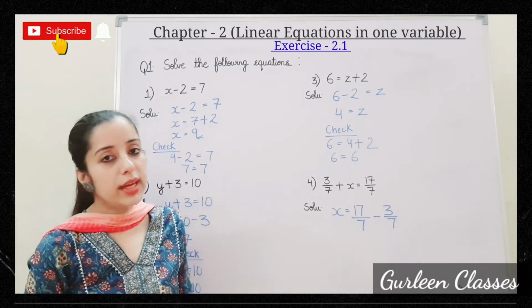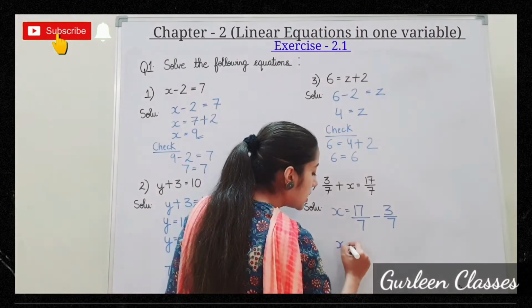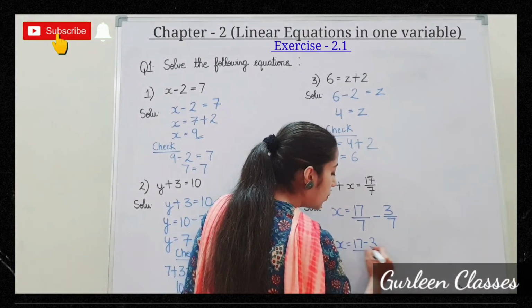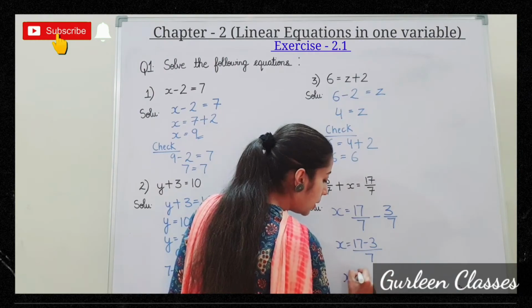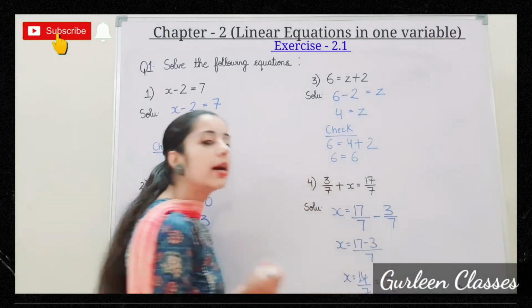17 minus 3. So right here x is equal to 17 minus 3 upon 7. x is equal to 14 upon 7. x value is coming here 2.